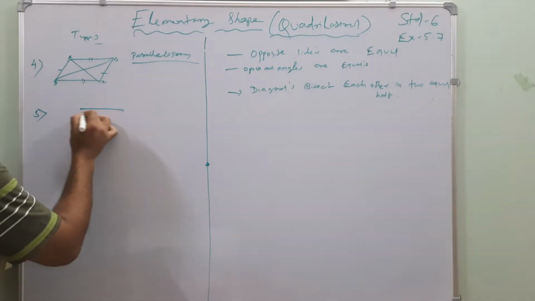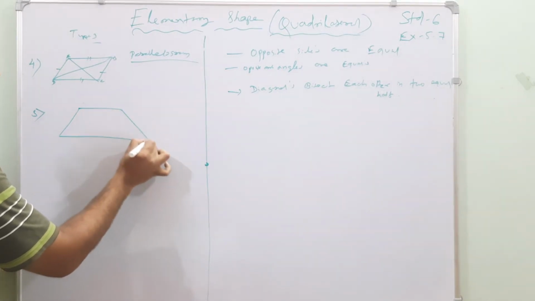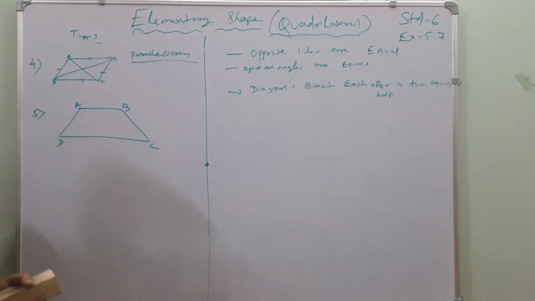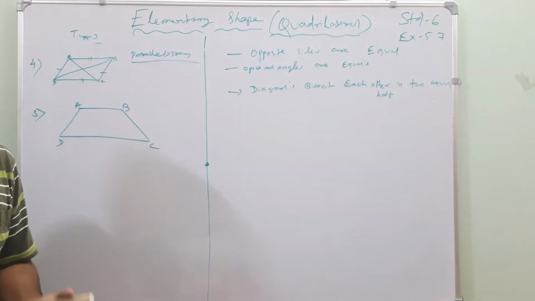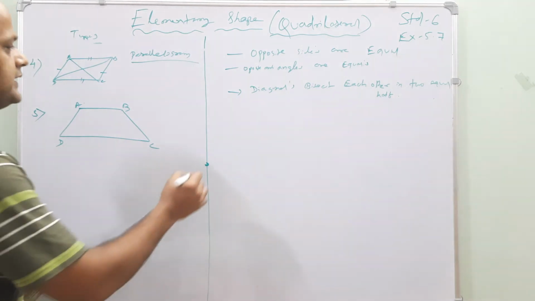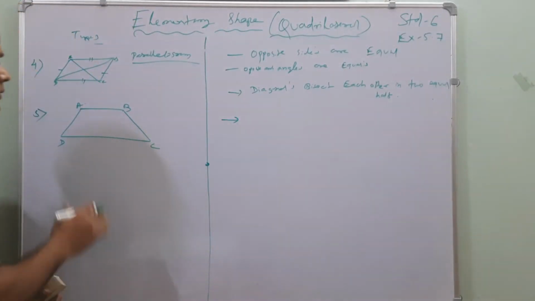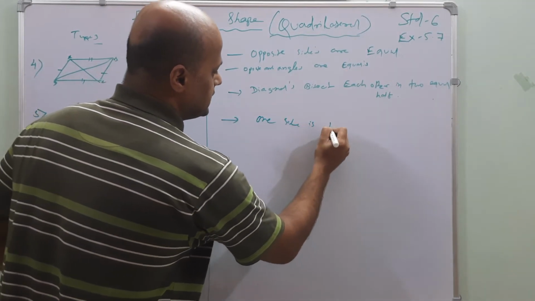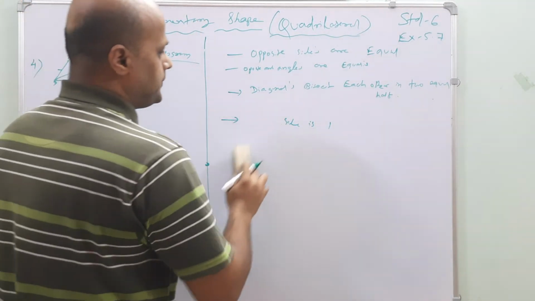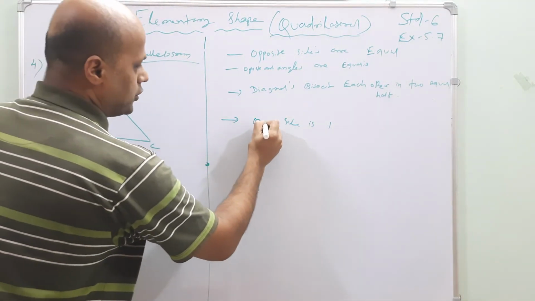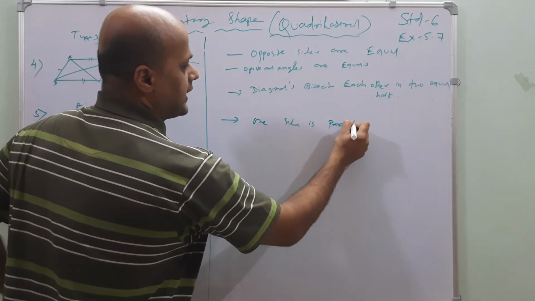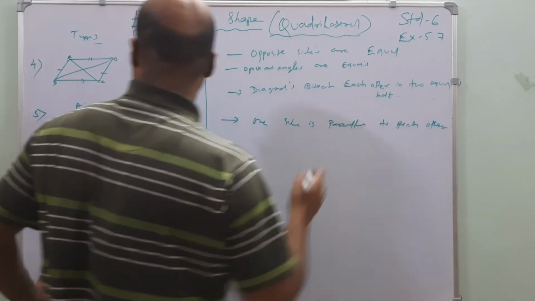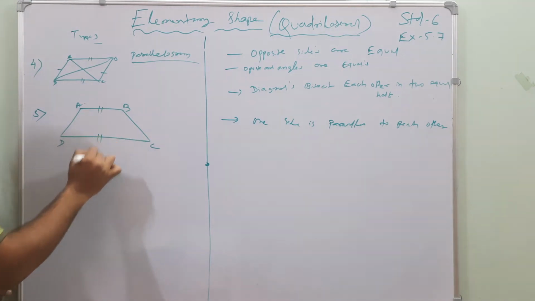It is called trapezium. Okay? A, B, C, D. In a trapezium, how will you link it? In a trapezium, only one property is there. What is that? Only one side is parallel to another side. Means which two sides? These two sides are parallel.